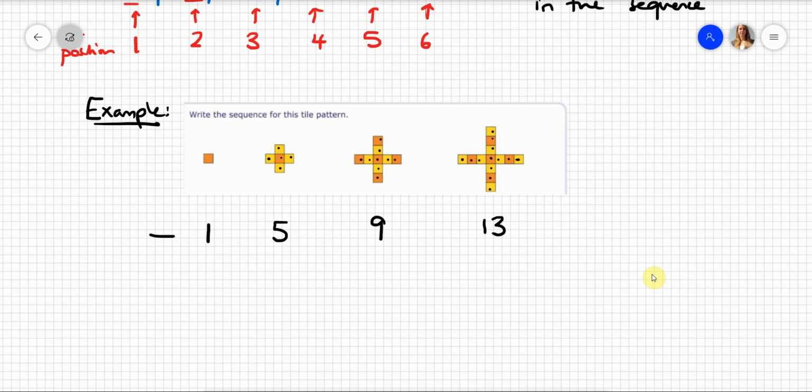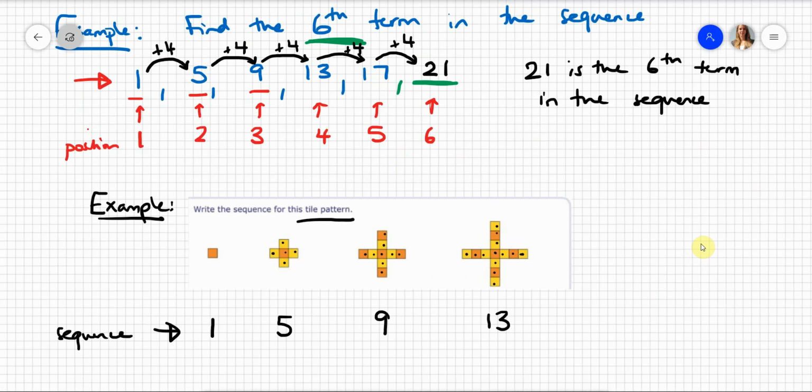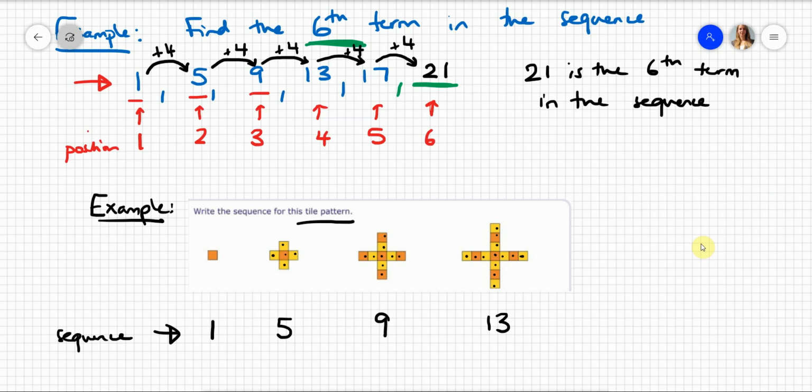So this is the sequence. We have turned a tile pattern into a number pattern. And actually, it's the same sequence as we just looked at up here. So if we were to draw the next one of these, we would expect there to be 17 tiles.